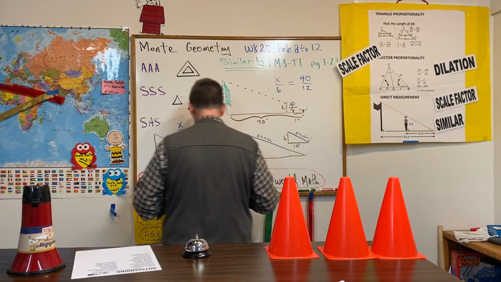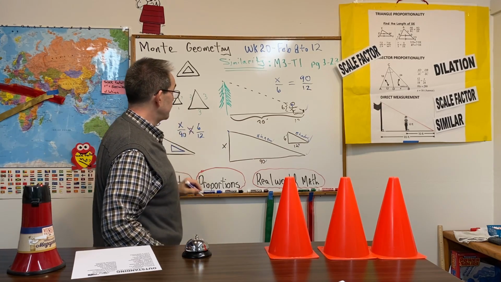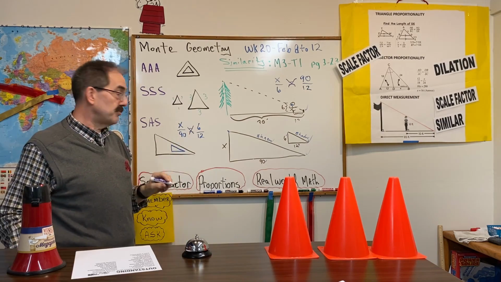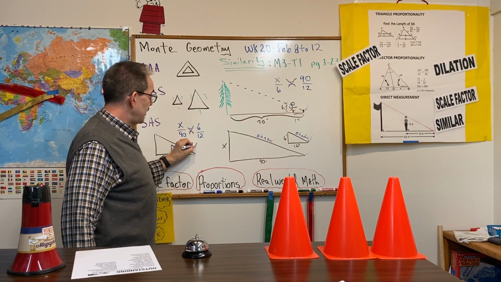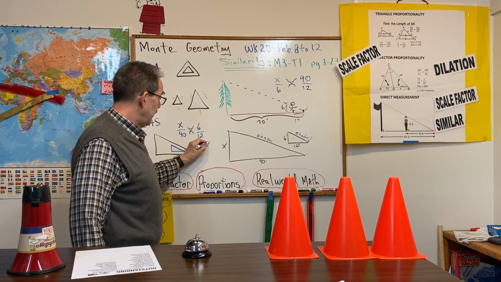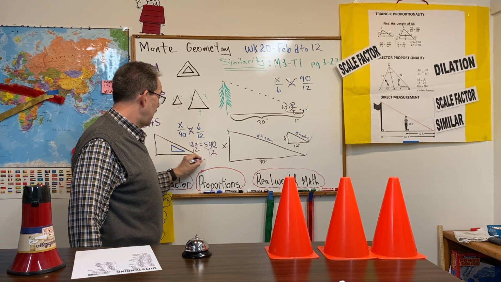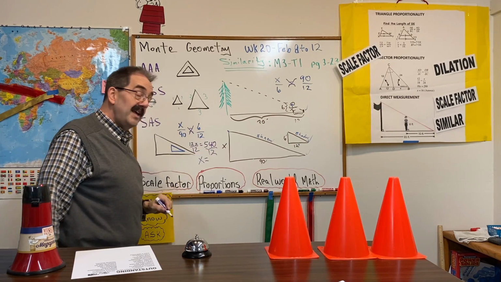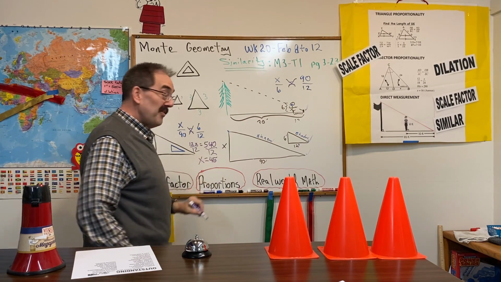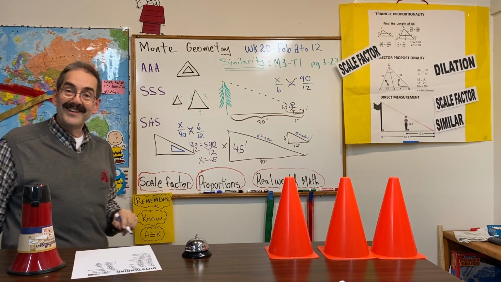Now remember what we studied last week. Cross multiply, right? This times this, this times this. You see how it didn't matter which direction we went? We get 12 times X equals 9 times 60, 540. Divide both sides by 12, and X is indeed 45. That tree is 45 feet tall.